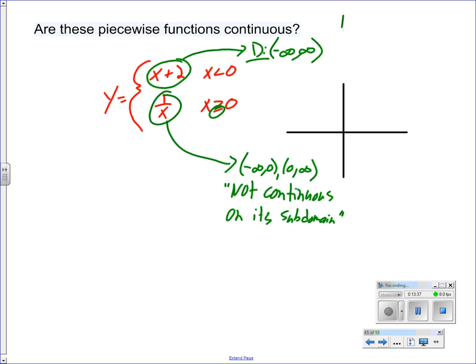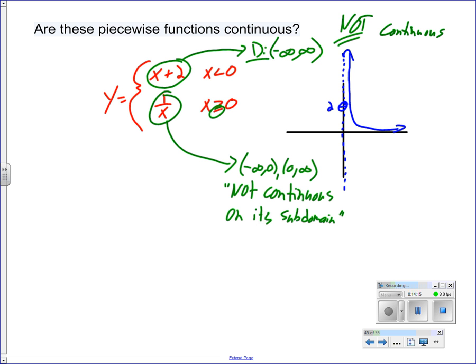So we already know this piecewise-defined function is not going to be continuous, because this rational function is not continuous on the subdomain the interval is defined for. We can go ahead and graph it though and also take a look at the endpoint just to explain that piece of it. So we'll have the rational function for x greater than or equal to 0, so that means that the asymptote is 0, and then the positive branch of the rational function. And then x plus 2 for x less than 0, so we'd have y-intercept 2.